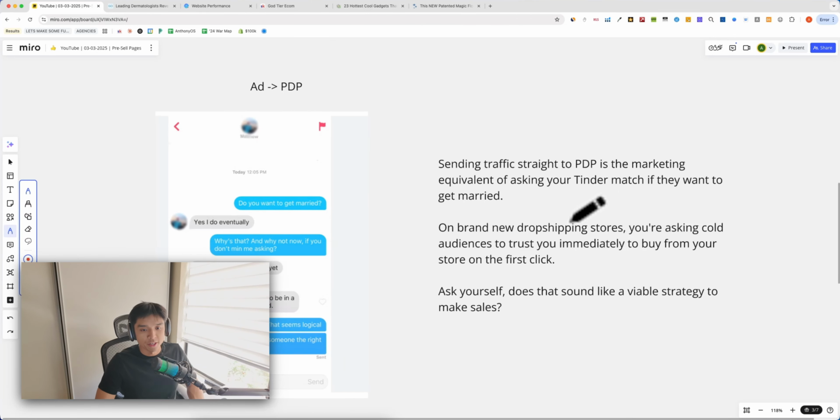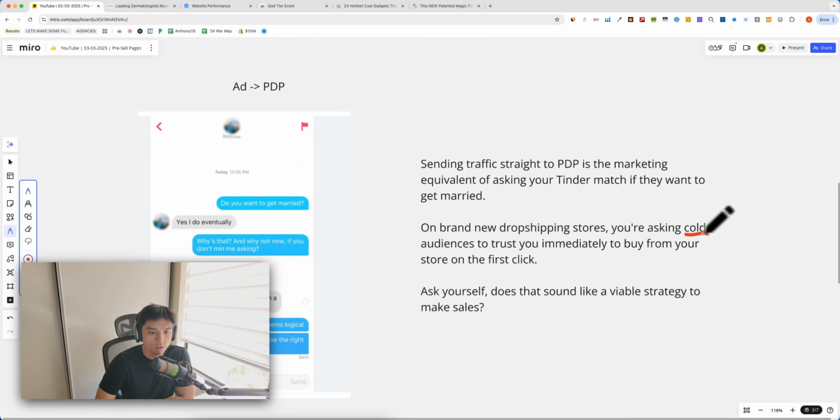So on brand new dropshipping stores, you're asking cold audiences to trust you immediately. Right? And let's call a spade a spade. If you're a dropshipping store, you're a totally brand new website that's usually been up for less than 30 days. You're using content that's not yours, you're using product images that aren't yours. Your entire thing is ripping other people's content. And you're asking people, complete strangers who have never heard of you, to buy from you on the first click. Now, if we just mentally ask ourselves if that sounds like a viable strategy to make sales, the answer is going to be no.